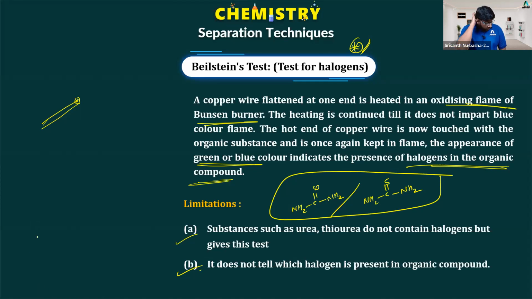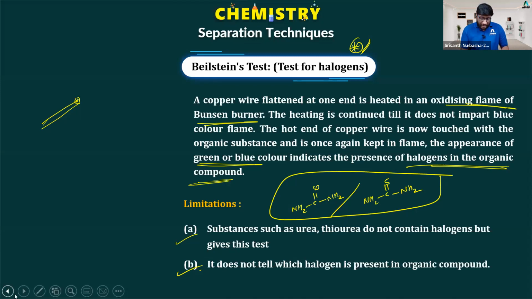Then comes the test for phosphorus. How can you find out phosphorus, students? Ammonium phosphomolybdate is formed. Whatever phosphorus we have is treated with an oxidizing agent like Na2O2 to convert the phosphorus to phosphate. That Na3PO4 you convert to H3PO4. That H3PO4 you treat with ammonium molybdate to form ammonium phosphomolybdate, which is a canary yellow colored precipitate.